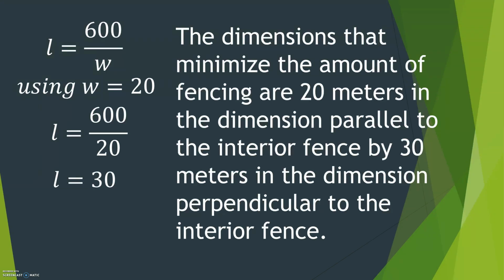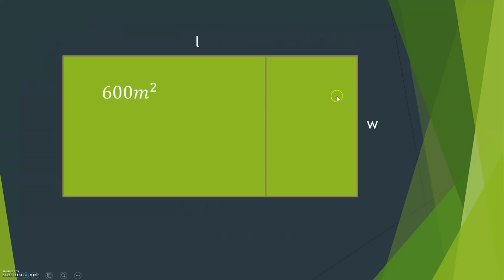The dimensions that minimize the amount of fencing are 20 meters in the dimension parallel to the interior fence, by 30 meters in the dimension perpendicular to the interior fence. That seems like a lot of writing. Why couldn't I just say 20 meters by 30 meters? Well, the answer would be different. Would we use a different amount of fencing if this top fence line was 20, as compared to this top fence line being 30? Absolutely. And the major difference is this interior fence. So I need to mention that in my answers.